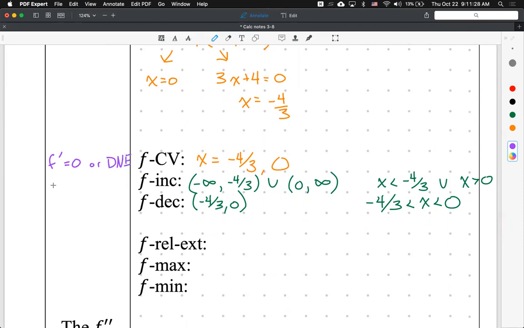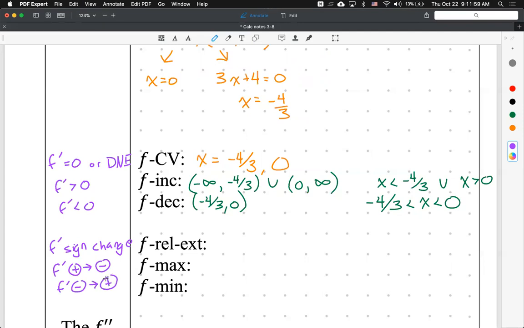Teflon, once again, f increasing. Chris, f decreasing. 0. Fiona, f relative extremum. Sign change. F maximum, Andrea. Positive to a negative. And Teflon, f minimum. Negative to a positive. Perfect.